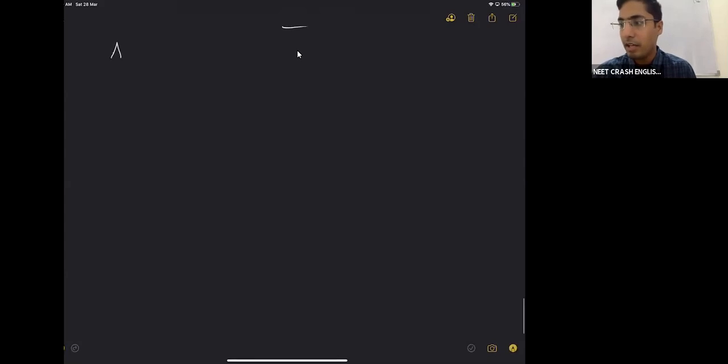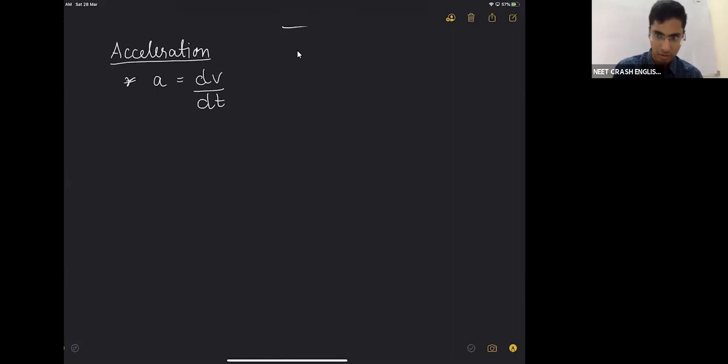Similarly, acceleration is dv upon dt. Okay, Anaga has a question. When a body starts from rest, velocity will be 0. Exactly, correct. So when a body starts from rest, the velocity at t equal to 0 must be 0, right? In the given formula that I gave, the body is not starting from rest. Now acceleration a is dv by dt.